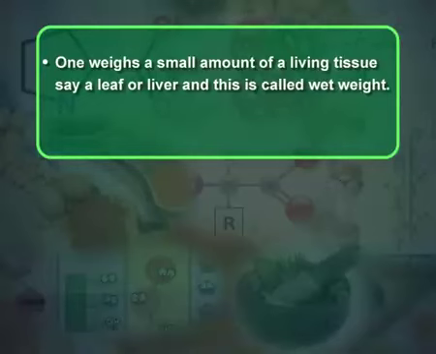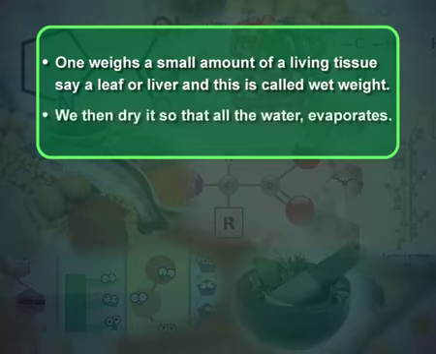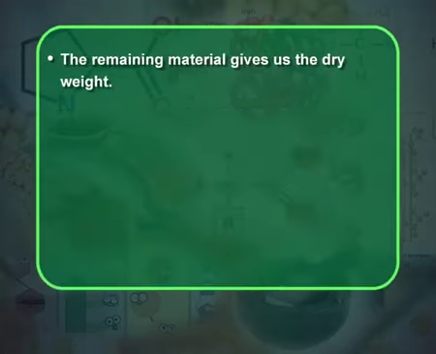But students, living organisms have also got inorganic elements and compounds in them. How do we know this? To find this out, we perform a slightly different experiment. We weigh a small amount of living tissue, say a leaf or a liver, and this is known as wet weight. We then dry it so that all the water evaporates. The remaining material gives us the dry weight.